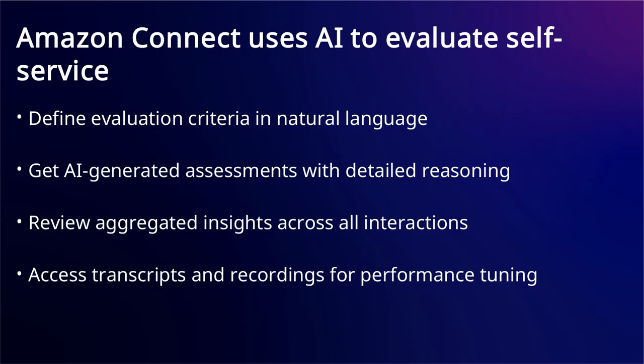Managers struggle to consistently evaluate the quality of self-service interactions at scale and identify areas where AI agents need improvement. You can now use Amazon Connect to automatically evaluate self-service interactions through generative AI. You define custom evaluation criteria in natural language within evaluation forms, such as whether customer issues were resolved. The system uses generative AI to assess interaction quality and provides detailed reasoning with reference points from conversation transcripts.